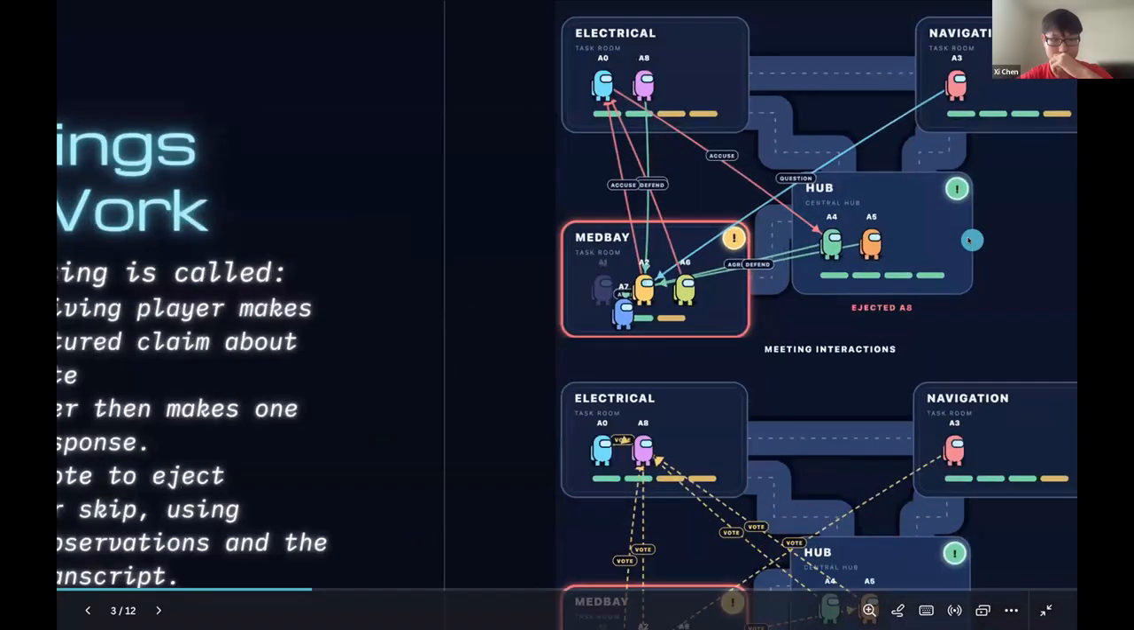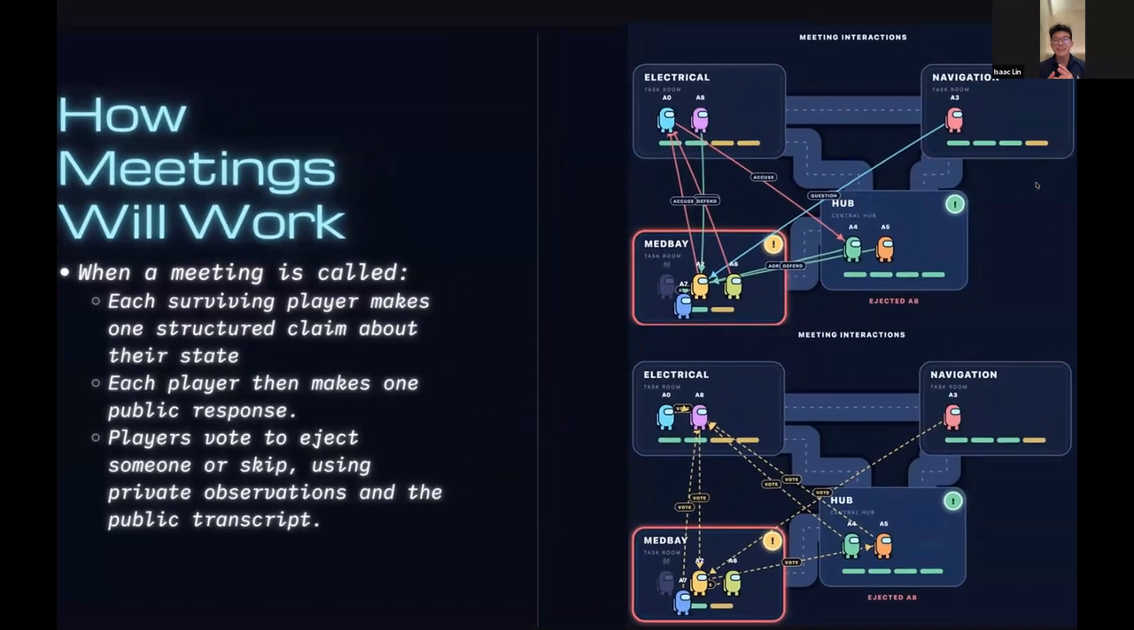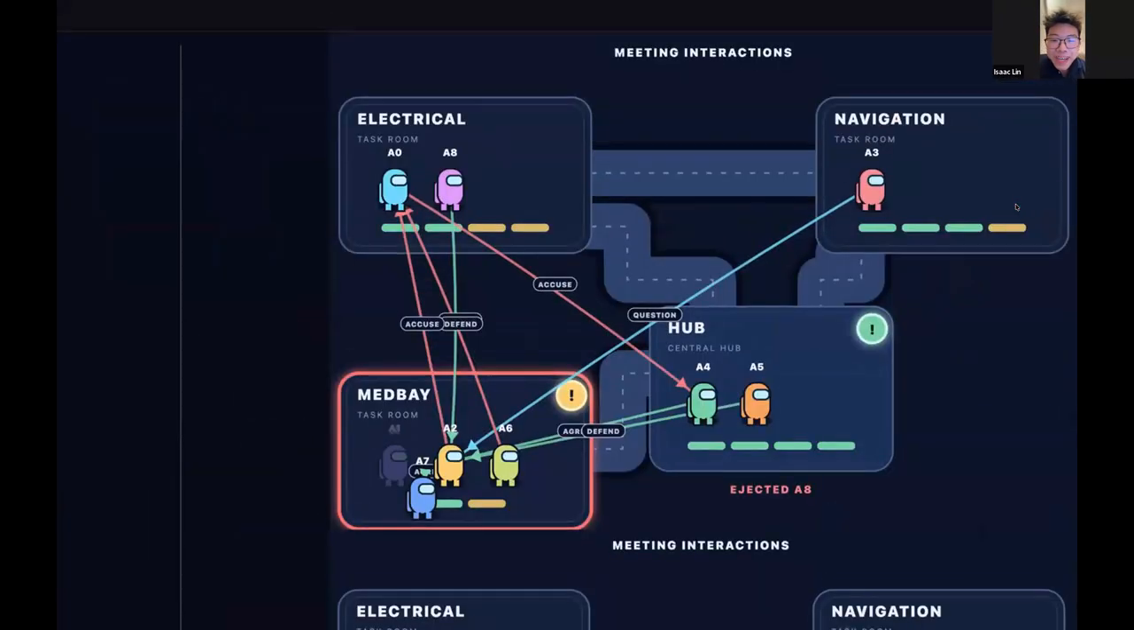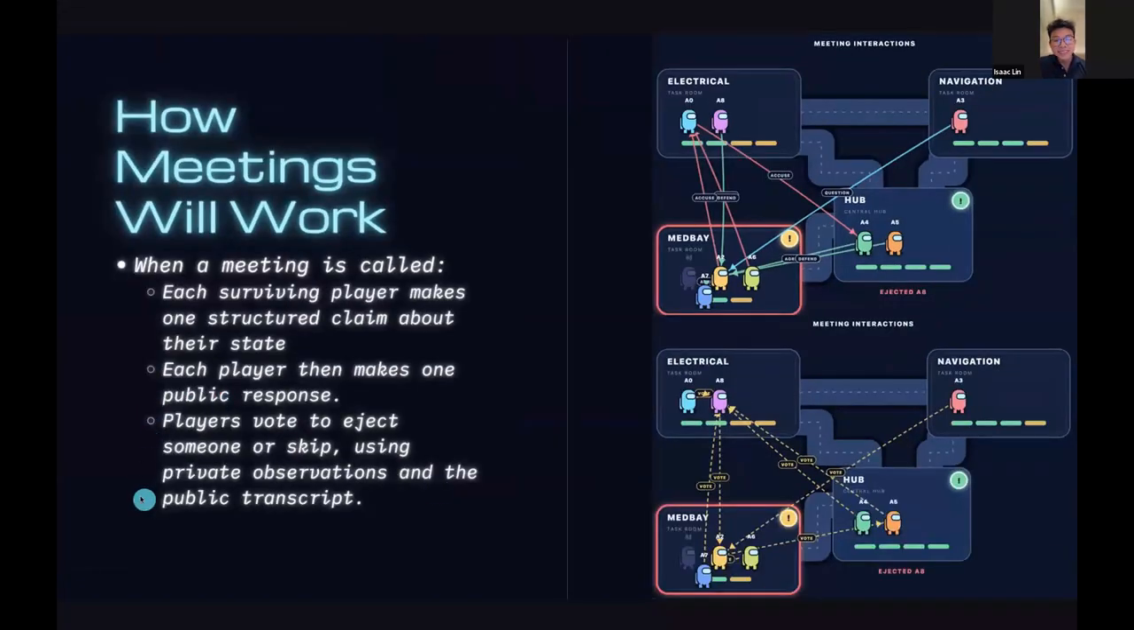And then the next stage would be each player can make a public response. That would be pass, accuse, defend, agree, contradict, or question. On the top right here, you can see, for example, A8, which was in electrical, is defending A2, while A3 is questioning A2. And then the final stage is the voting stage.